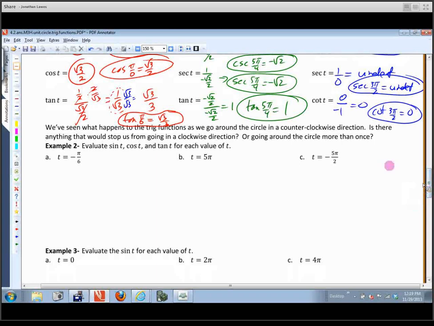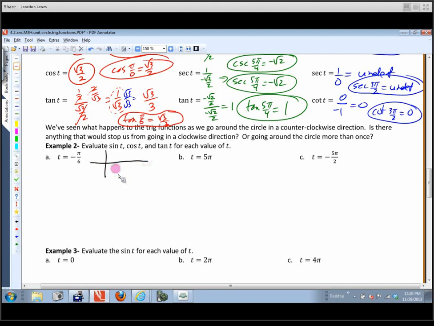So let's take a look at what happens if we go around the circle in a counterclockwise direction. There's nothing that would stop us from doing that. Oh, sorry, we've done it in a counterclockwise direction. We're going to take a look at what happens in a clockwise direction, so a negative angle, or what would happen if we went around more than once. We're going to compute the sine of this angle, the cosine of this angle, and the tangent for that angle. Same thing for these other two. So let's take a good look at this.